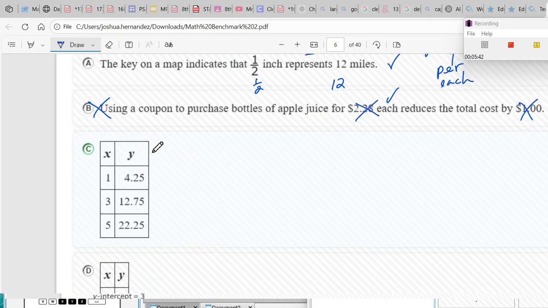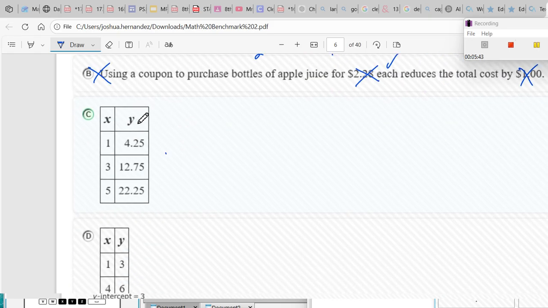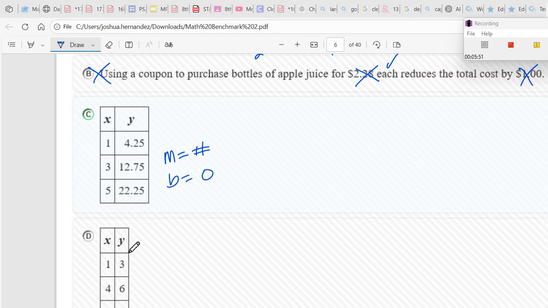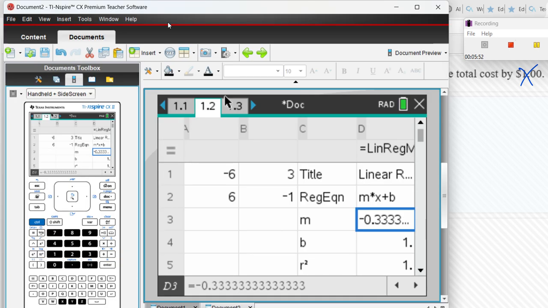When it comes to these over here, just look for your M to be some number and then your B to be 0. So we're trying to calculate again. And luckily I have one set up already.